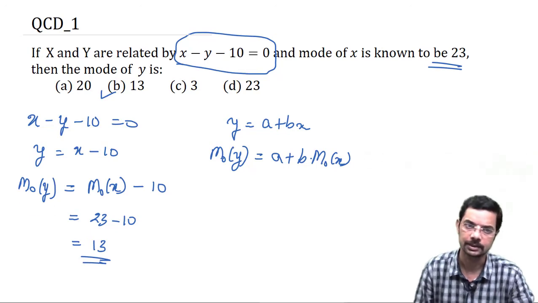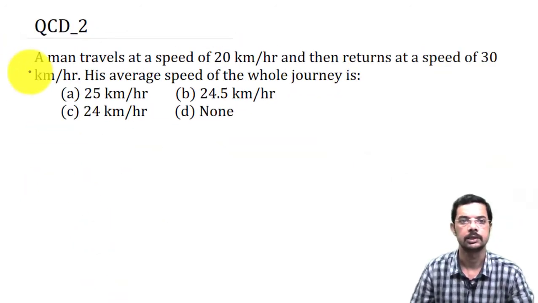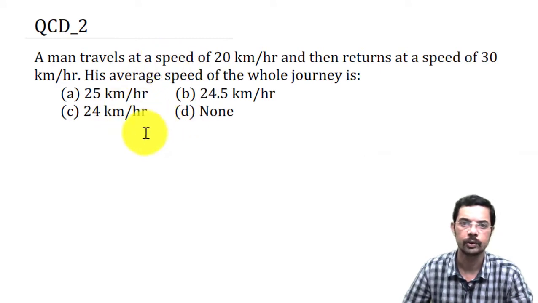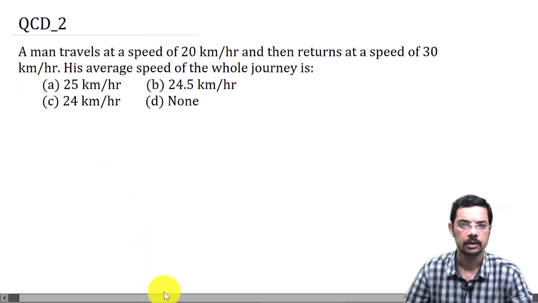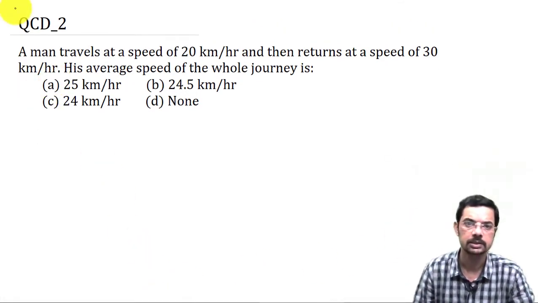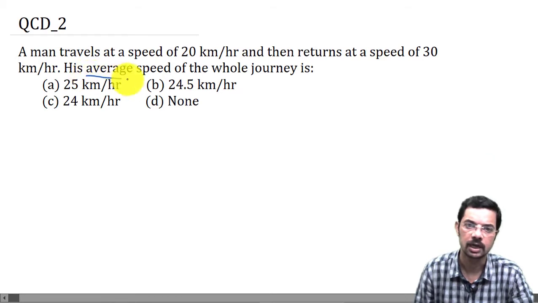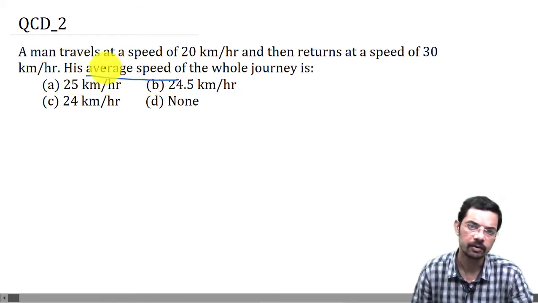Now let us look at the second question. A man travels at a speed of 20 kilometers per hour and then returns at a speed of 30 kilometers per hour. His average speed of the whole journey is which of the following? Okay, let us look at the problem. This is to find average speed. Whenever we need to find average speed, we will be using harmonic mean. Harmonic mean is used to find the average speed of the whole journey.